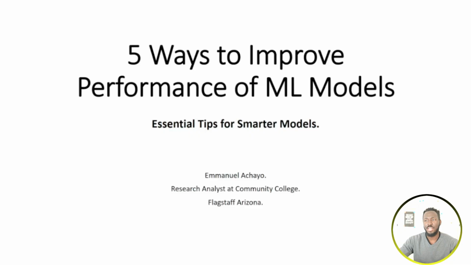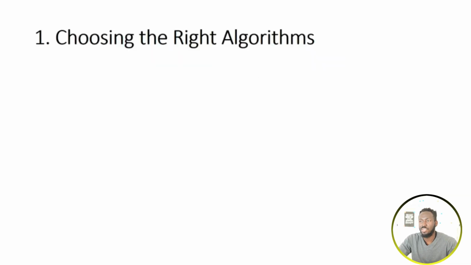So without much further ado, let's look at some of the 5 ways to improve the performance of our model. At the end of the day, the best performing models is what we want because we're trying to solve business problems. Let's look at the first way to improve the performance of our model.